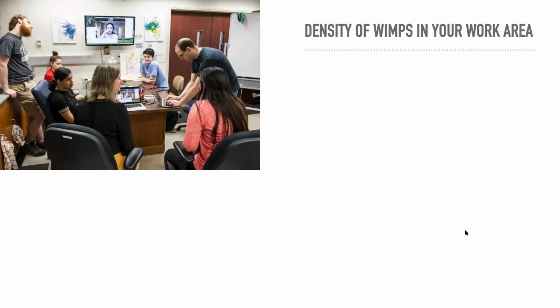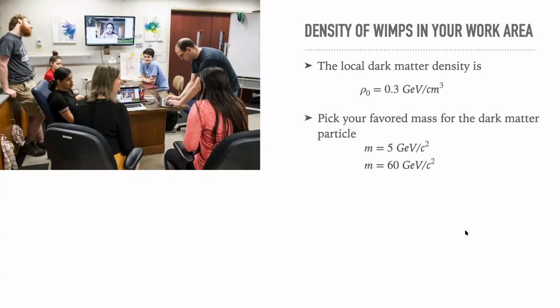So I like to do this kind of calculation with students because I think it brings it back to reality. Like, okay, what does this mean for me sitting in my room? So here we are in our work area, and we want to think about what the density of WIMPs means. So we know that the local density, let's just call it 0.3 GeV. So you can pick your favorite mass of dark matter particle. Some of you might like a lighter dark matter particle, like say 5 GeV per c squared. Some of you might like a heavier particle, a more traditional 60 GeV WIMP.